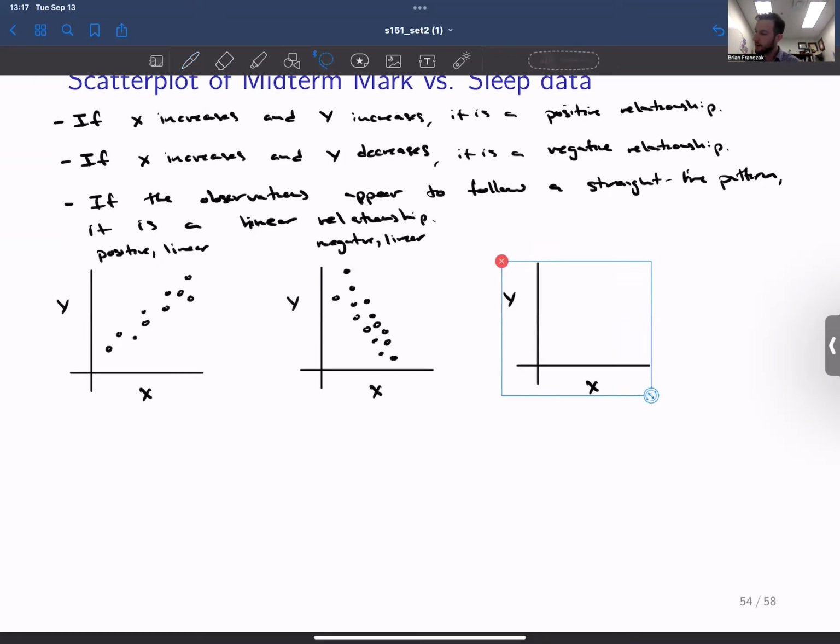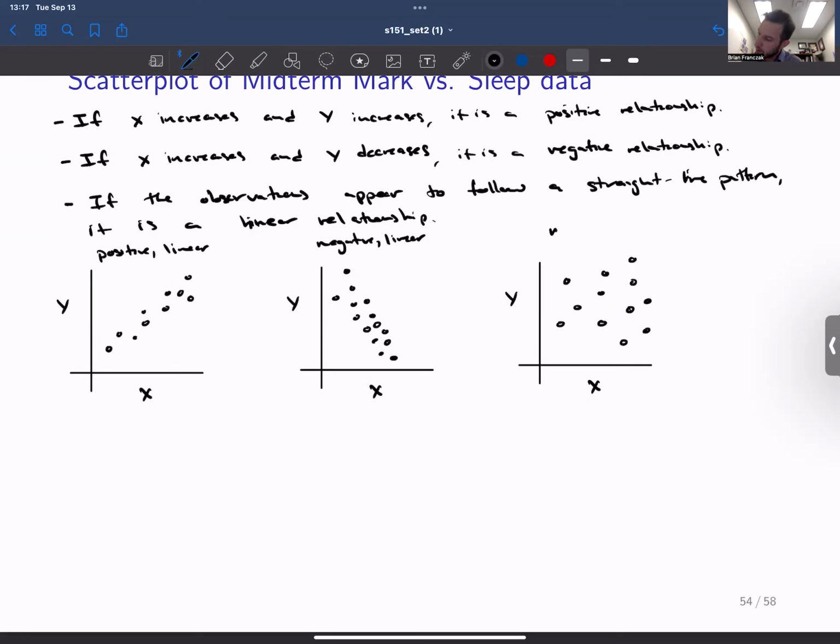If we have our X and Y axis and we have something that looks like this, okay, this would be an example of no relationship, because this is what we would describe as more of a cloud-like shape. There's clearly no pattern between X and Y. So we would say that this is no relationship.